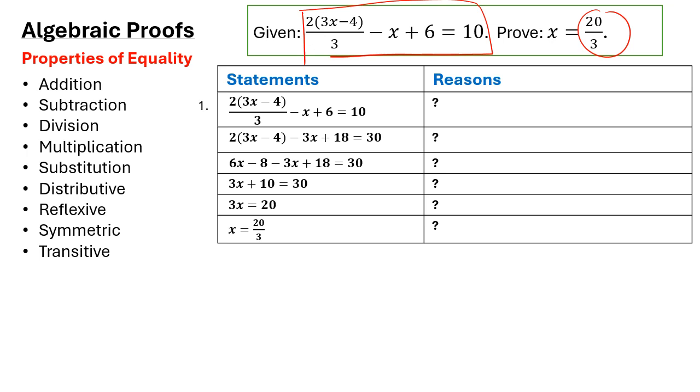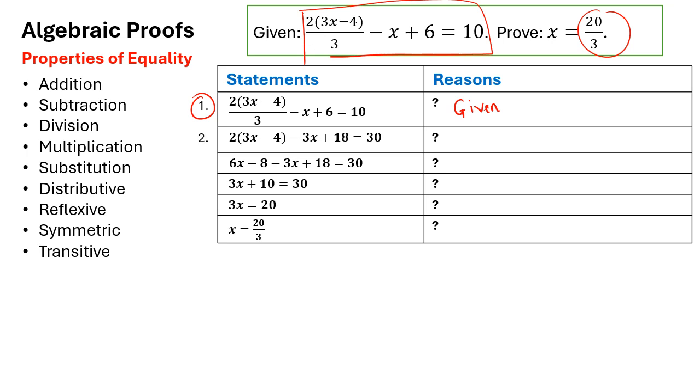All right, so let's go ahead and get started with the proof. Step number one is exactly what we are given. We're given 2 times the bracket (3x minus 4) divided by 3, minus x plus 6, equals 10. And this is what we're given. And that's exactly what we find in step one. So here we're going to write given.